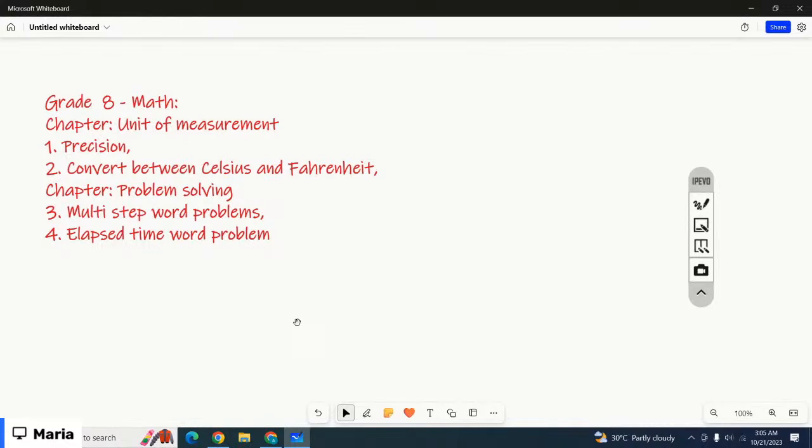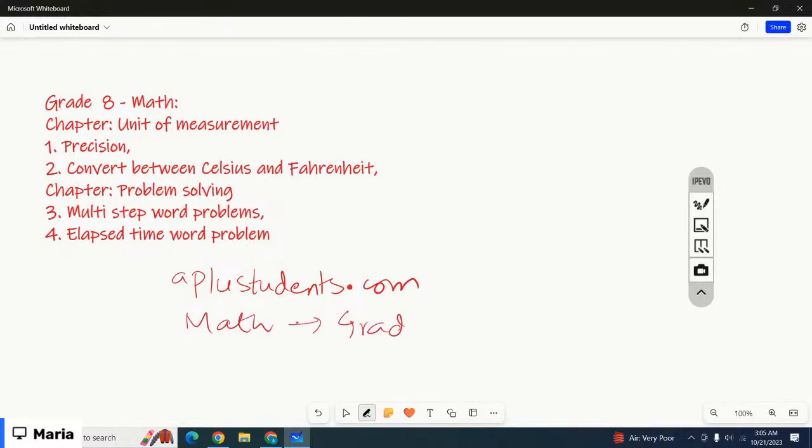You can find all the lessons on aplusstudents.com. You have to log in there using your email address and password as provided by the administrator. Then select math from the subject tab, scroll down to grade 8, and click on view all lessons. There you can find a list of the chapters.